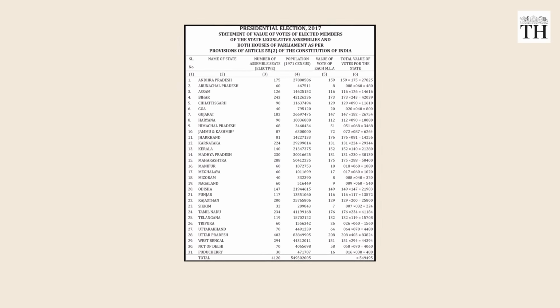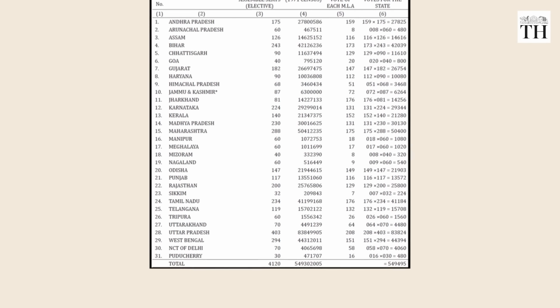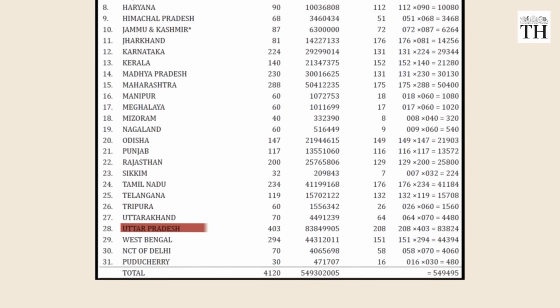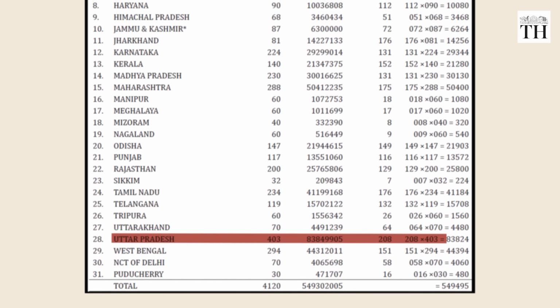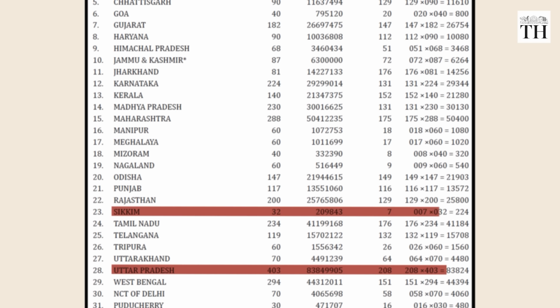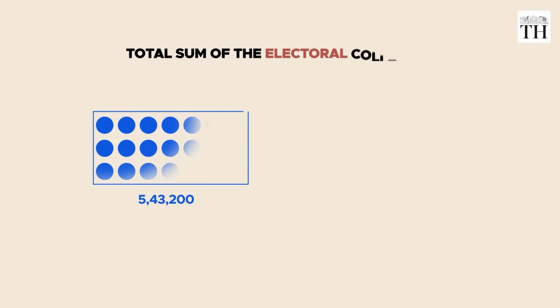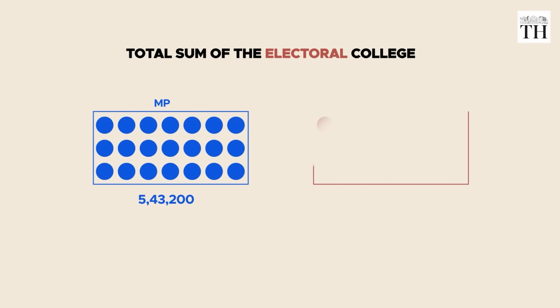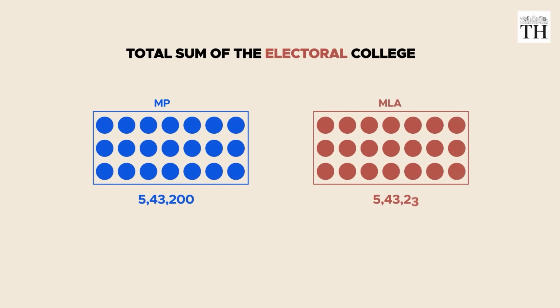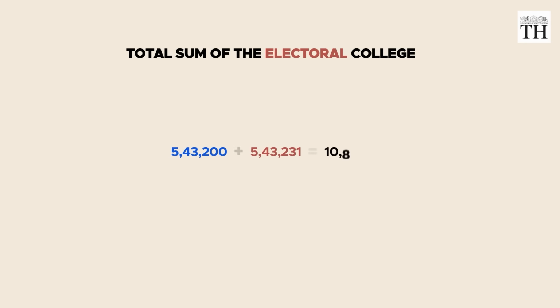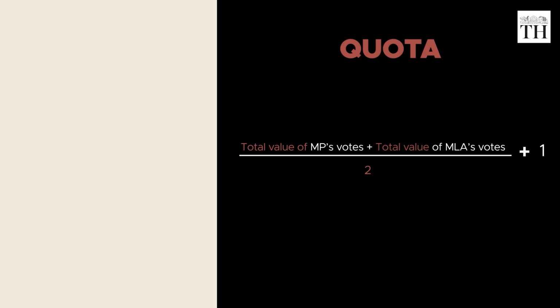Here is the list of vote value share of all states and union territories. Currently, Uttar Pradesh carries the highest MLA vote value of 208, while Sikkim has the lowest vote value of 7. As per the Election Commission, the total vote value of the MPs is 5,43,200, and that of MLAs is 5,43,231, taking the total sum of Electoral College to 10,86,431. To win an election, a nominee has to secure the quota, half the total vote of the Electoral College plus 1.